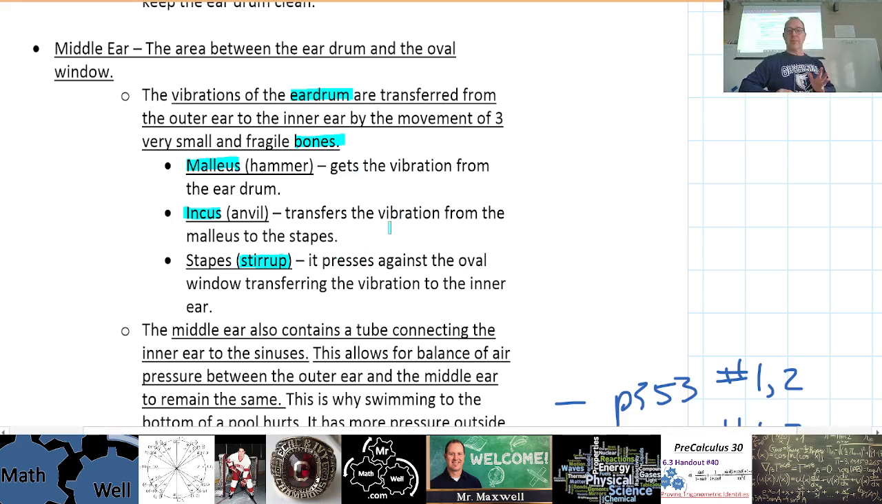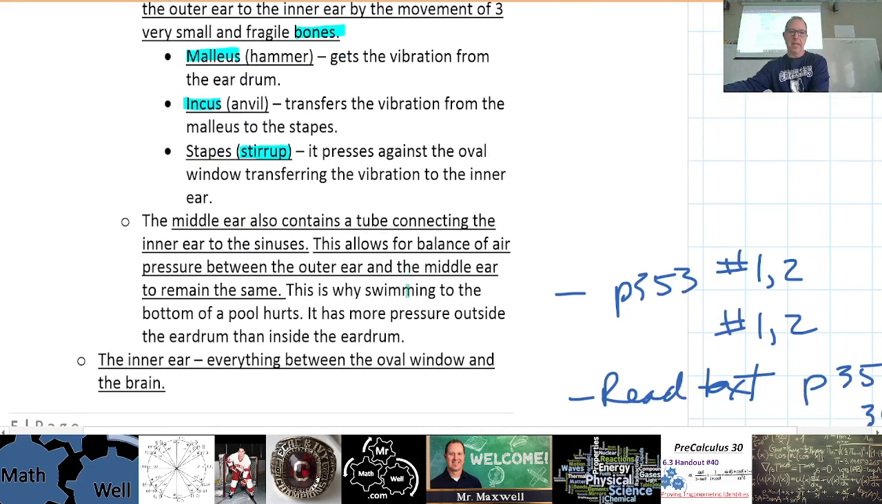So the stirrup presses against the oval window, which I suppose technically would be the contact point of the cochlea, that coiled structure there. So it presses against the oval window, transferring vibration to the inner ear. The middle ear also contains a tube connecting the inner ear to the sinuses. This allows the air pressure between the outer ear and the middle ear to remain the same.